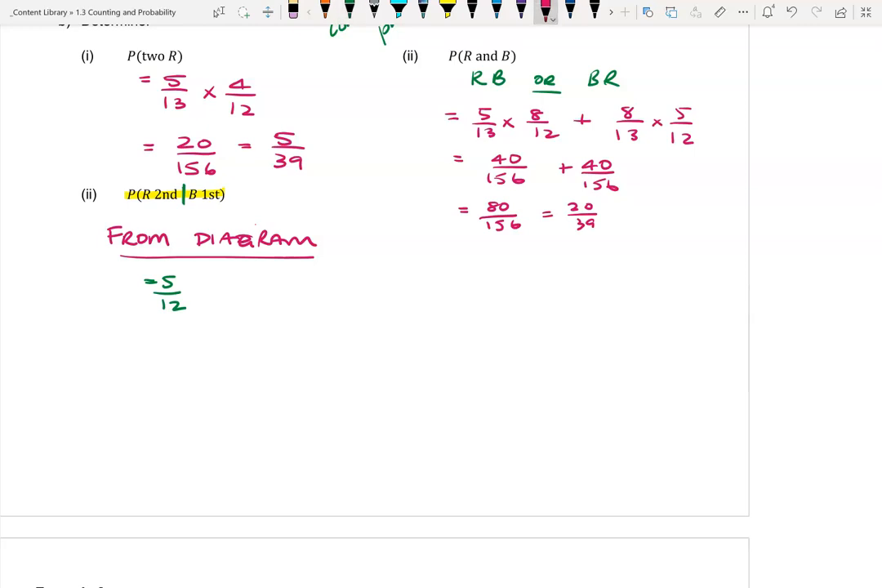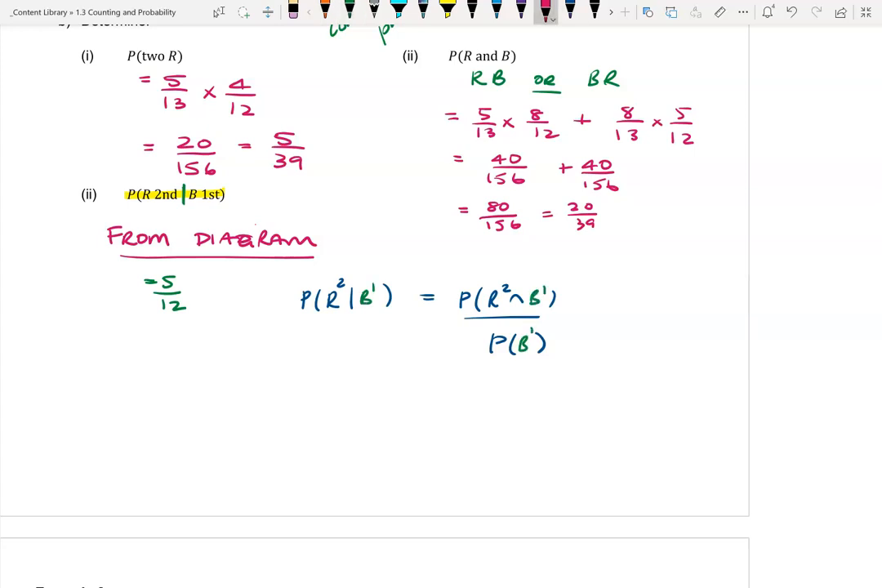However, let's consider our formula. So the probability of A given B is the probability of A and B over the probability of B. Now I'm going to change my A to the probability that we've got a red second. I'll put a little 2. So red second given we've got a blue first.